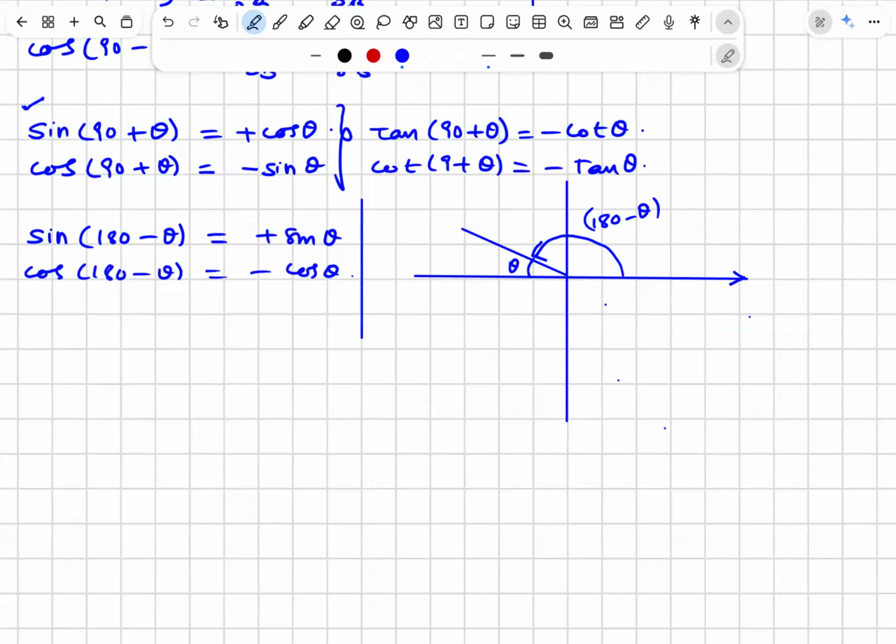Frankly speaking, it is the same height, which is plus, by hypotenuse. Honestly speaking, plus sin theta. But if it comes to cos, the x coordinate is negative. That is the reason why you got minus cos. That is the meaning of 180 minus. Any doubt still?